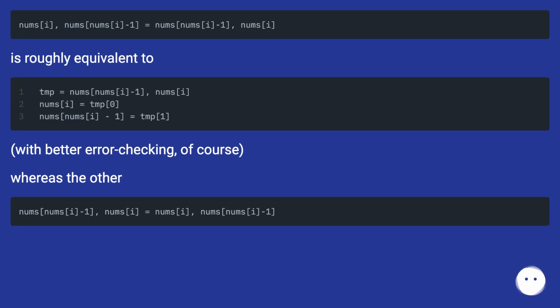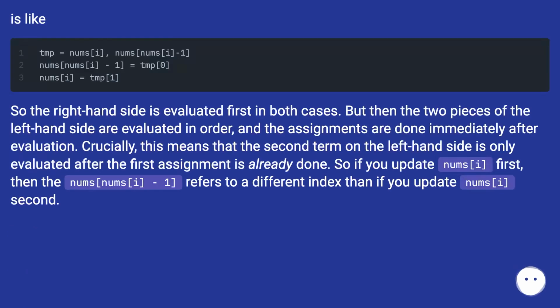Whereas the other is like this. So the right-hand side is evaluated first in both cases. But then the two pieces of the left-hand side are evaluated in order, and the assignments are done immediately after evaluation. Crucially, this means that the second term on the left-hand side is only evaluated after the first assignment is already done. So if you update nums[i] first, then nums[i - 1] refers to a different index than if you update nums[i] second.